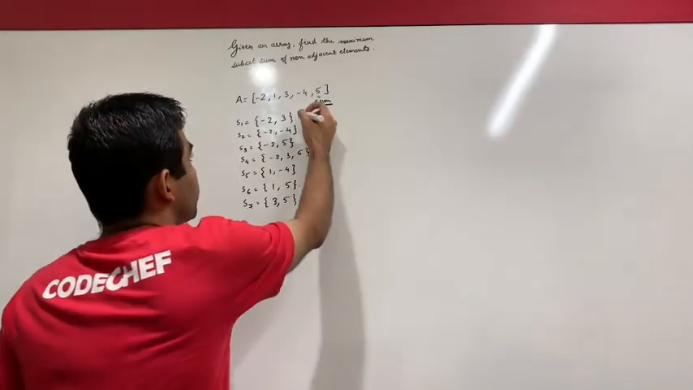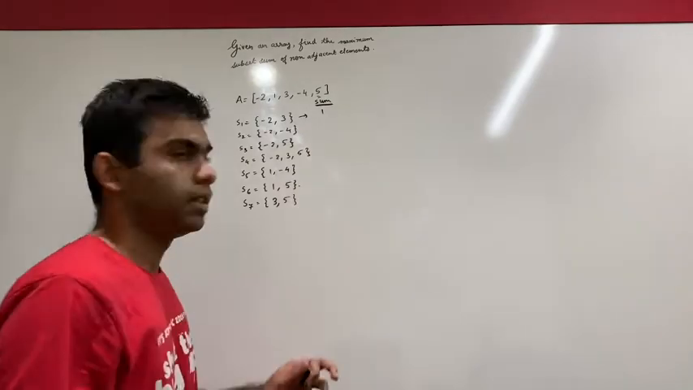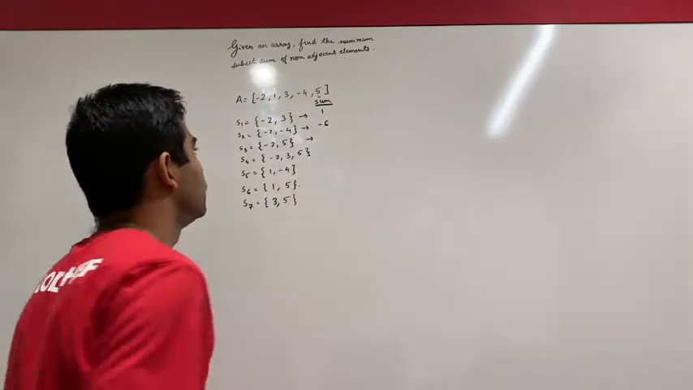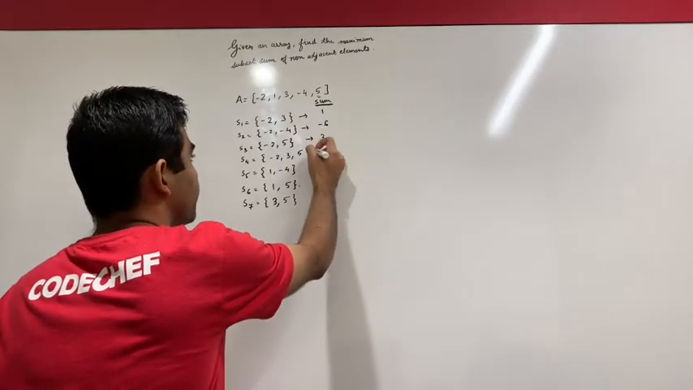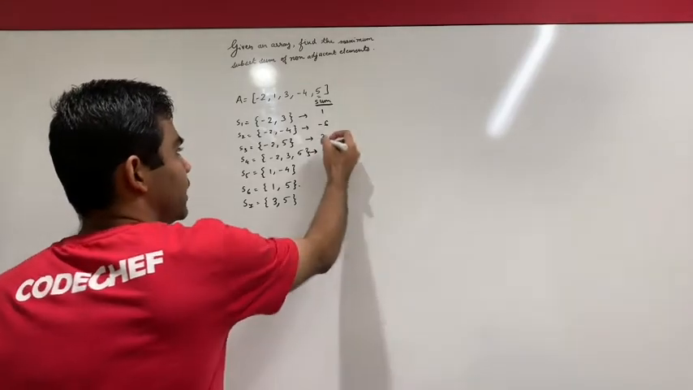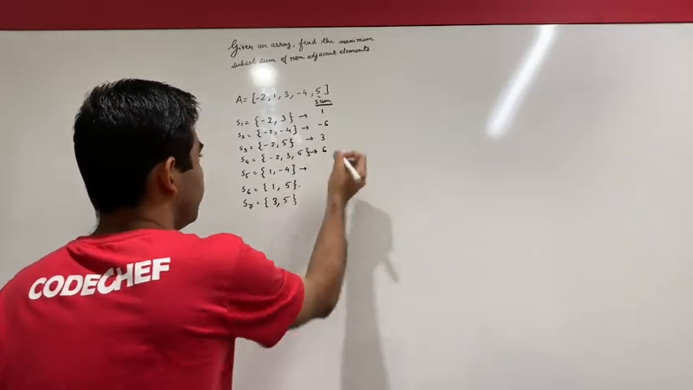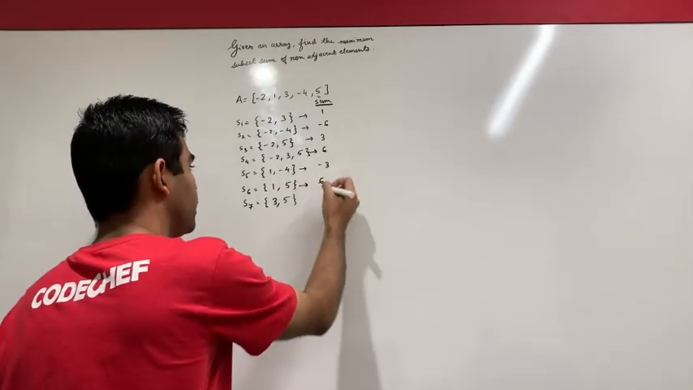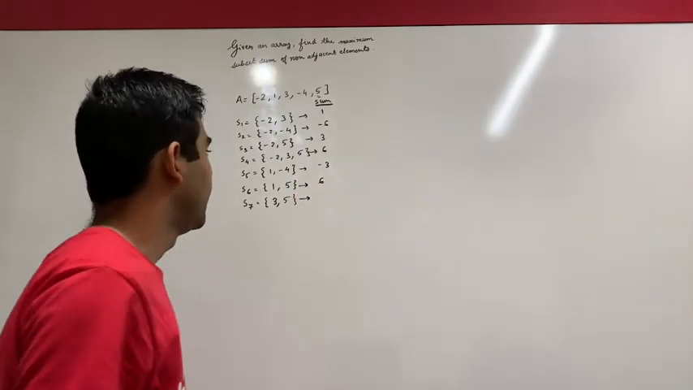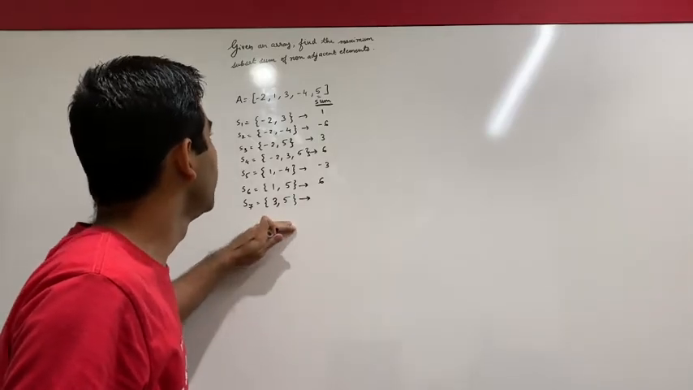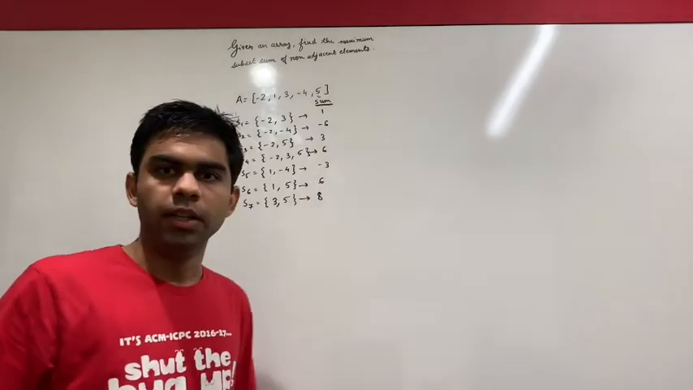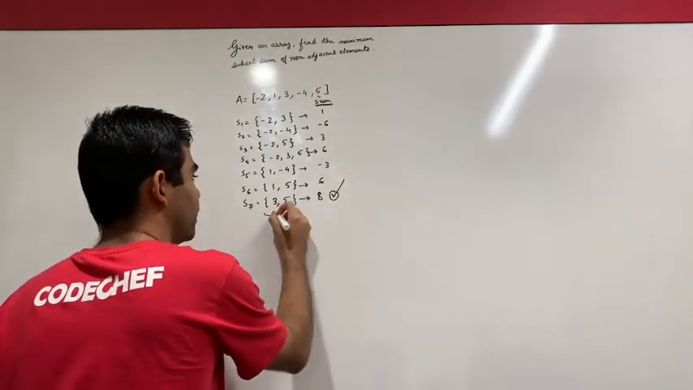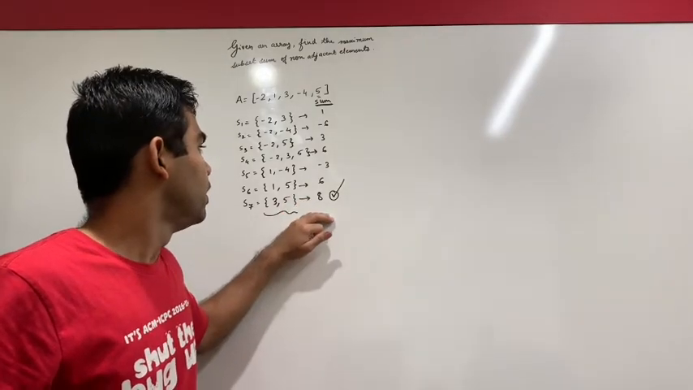For the first subset, the sum is 1. For the second subset, it is -6. For the third subset, it is 3. For the fourth subset, it is 6. For the fifth, it is -3. For the sixth, it is again 6. And for the last subset, it is 8. So we are interested in this subset and 8 is the value which we have to return.